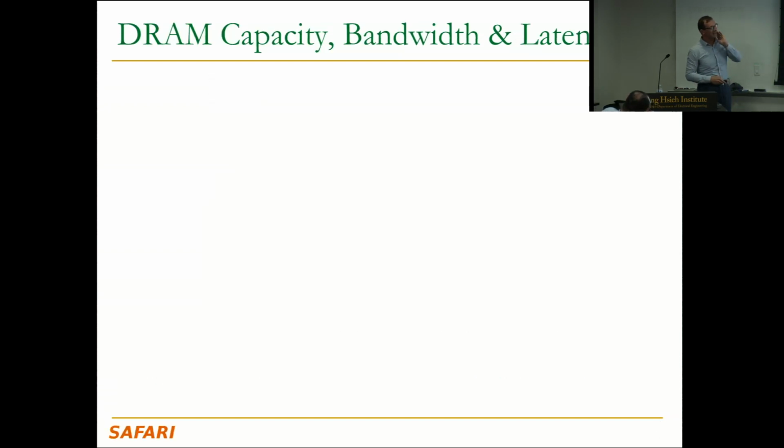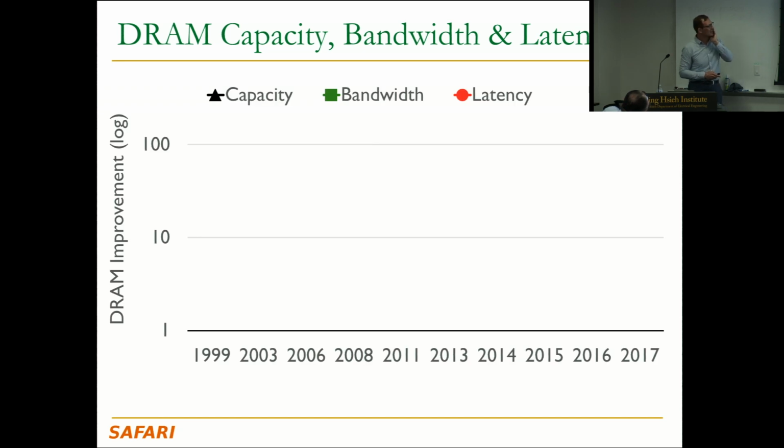This is an example graph, and let's have some fun with it. We're going to analyze the trends in DDR, the most common DRAM memory technology, manufactured and used in the last 18 years. We're going to look at the improvements in capacity, bandwidth, and latency. How much do you think capacity has improved over the last 18 years in the common DDR technology?